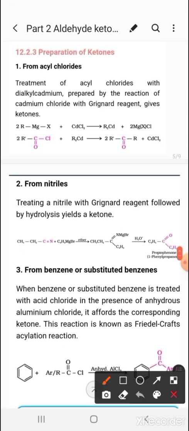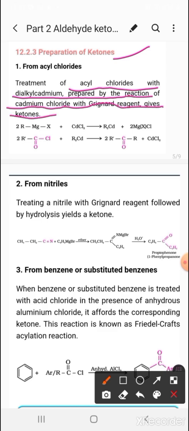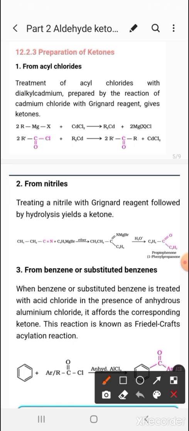Now next is the preparation of ketones. You can prepare ketones from acyl chloride. What is the method here? The treatment of acyl chloride with alkyl cadmium, prepared by the reaction of cadmium chloride with the Grignard reagent, gives ketones. So here we are preparing the ketones using the Grignard reagent and cadmium chloride.